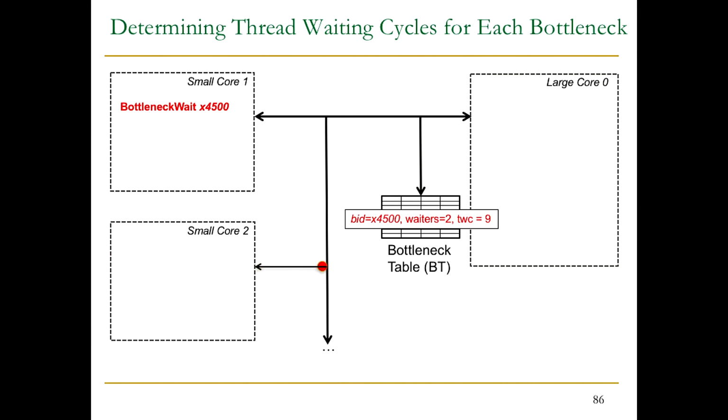When this core stops waiting, it sends a message saying, I've stopped waiting. I've entered the critical section, let's say. So the number of waiters gets decremented. So you keep incrementing thread waiting cycles by the number of waiters. And at some point, this core also stops waiting, and its number of waiters becomes 0. So that's how you keep track of how many cycles of waiting this bottleneck caused, right, with those instructions.